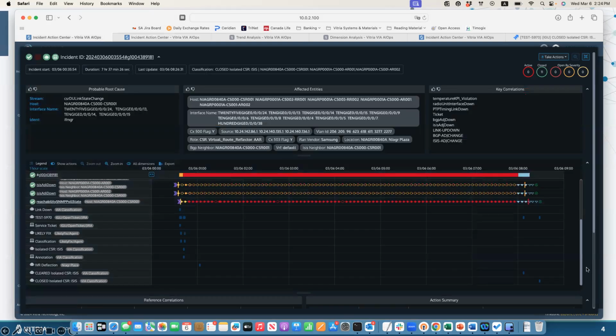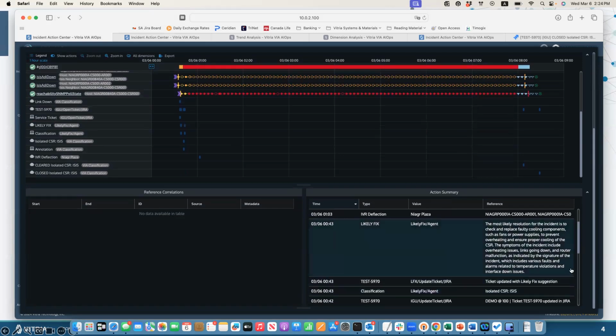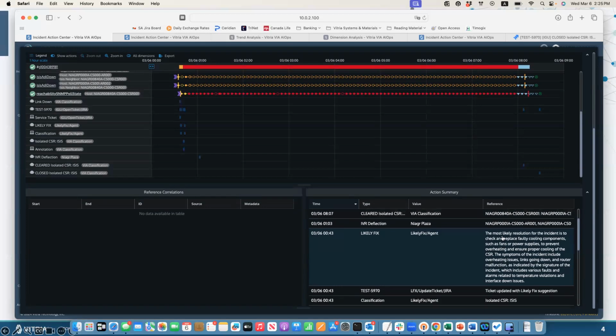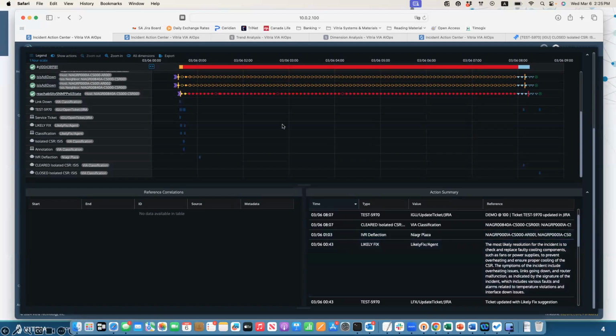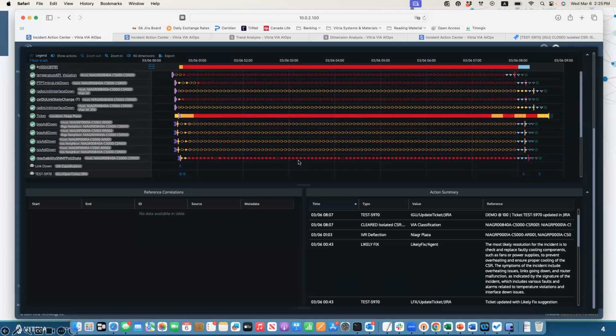One other capability I think that is important to mention is that leveraging generative AI based on historical incidents, we're able to determine the likely fix for this particular problem. So you can see that the likely fix is reporting that this issue is most likely due to an overheating of the equipment, most probably caused by a fan or a power supply issue. Resolution of that particular problem will or should resolve the incident. And again, all of this information is available within the ticket that's generated as a result of this incident, the JIRA ticket that's generated.